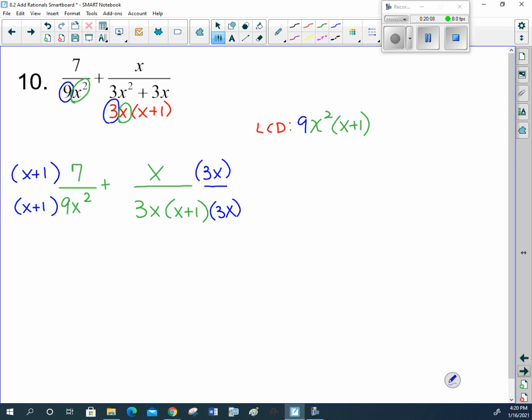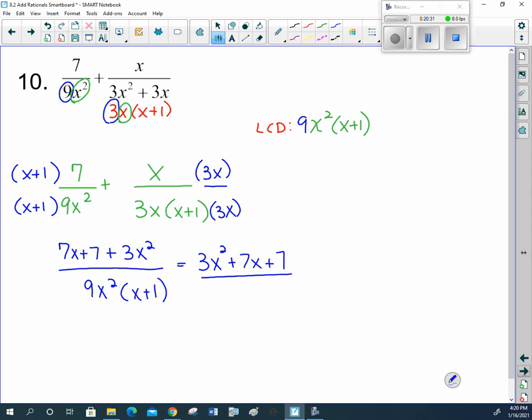Okay, so distributive property here, we're going to have 7x plus 7 plus x times 3x is 3x squared over my lowest common denominator, 9x squared times x plus 1. And that gives us 3x squared plus 7x plus 7 over 9x squared times x plus 1. So there we go. When we combine our like terms, that's what we end up with.